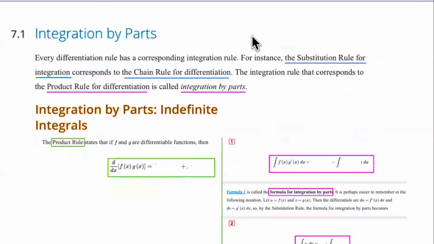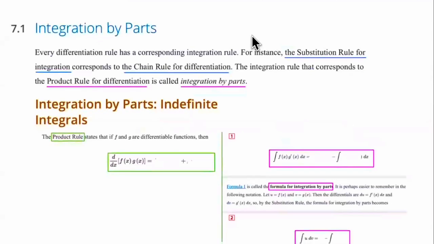Then we're done with chapter 6, and we move on to chapter 7. I wonder how much time we have. Okay, let's try our best.